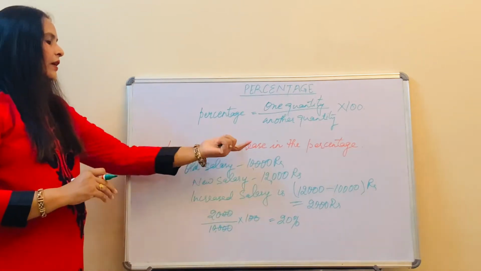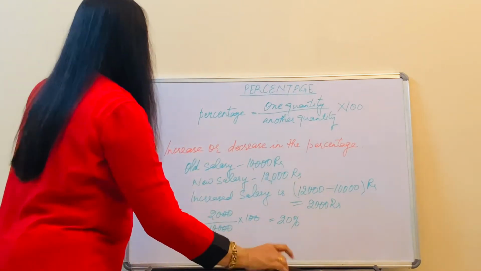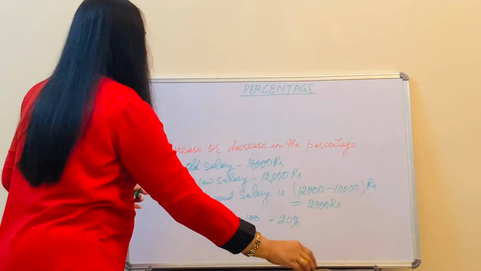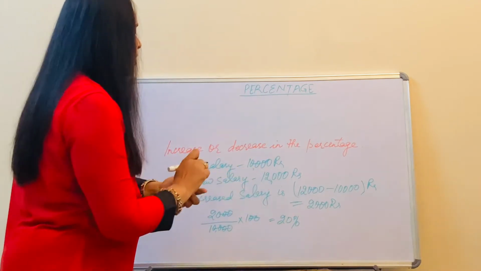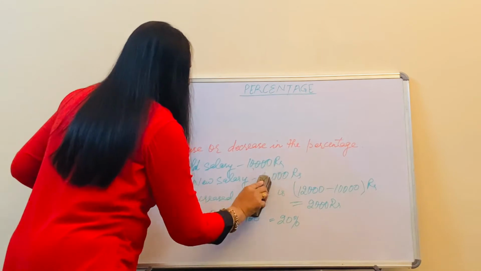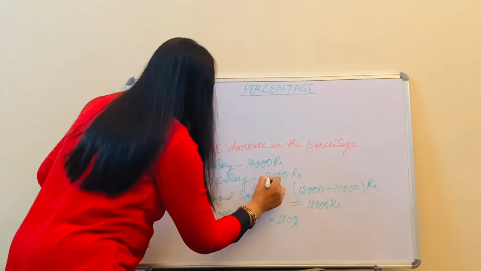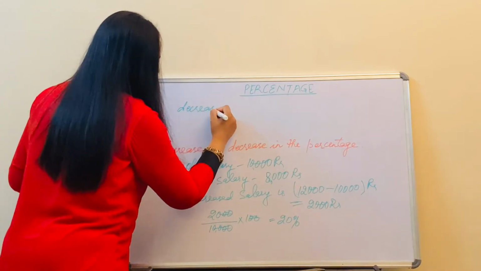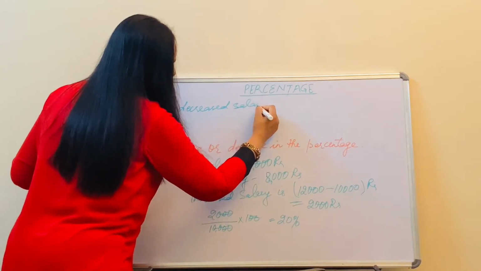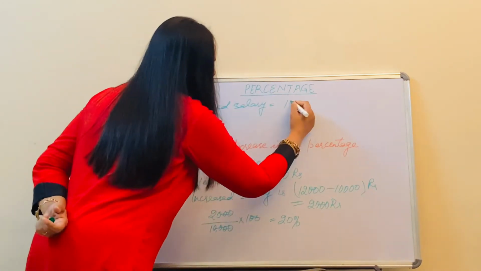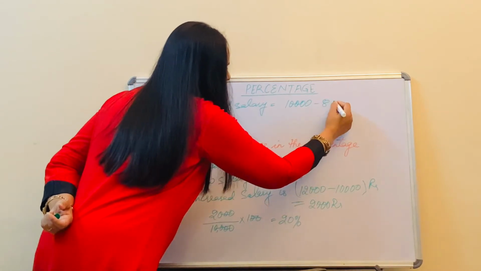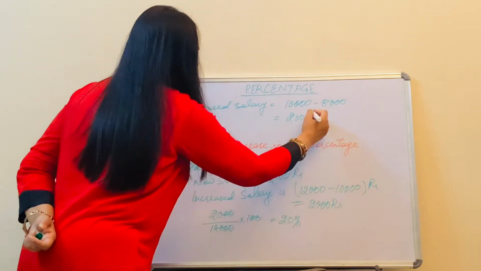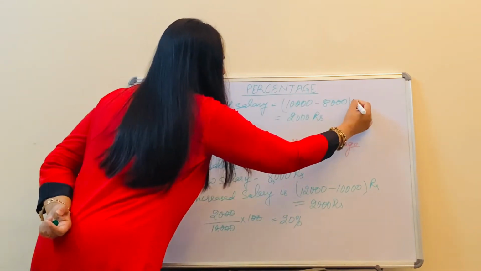In the same way, we can calculate the decrease in the salary. You will simply subtract. Suppose the new salary is now 8,000 rupees. So the difference, your decreased salary, will be 10,000 minus 8,000, which again comes out to be 2,000 rupees.